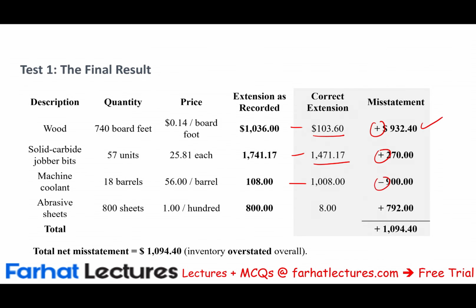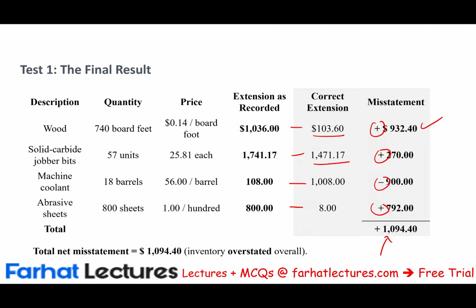We understated our inventory, and here we overstated our inventory. So overall, from step 1, we overstated inventory by $1,094.40. You might have to write this somewhere because they're asking you for the overall difference. So this is what we find out from test 1.